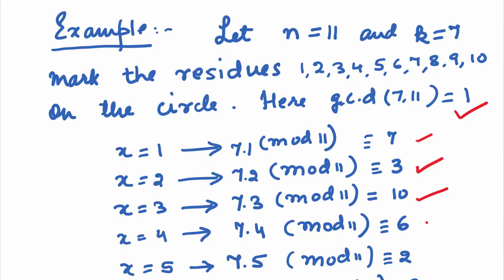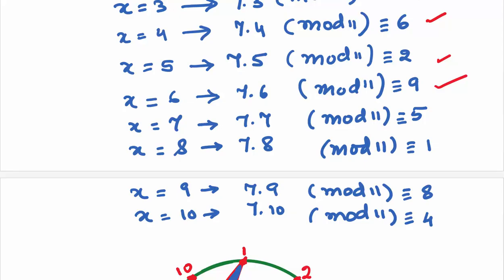4 will be joined to 6 in the same way. 5 will be joined to 2, and 6 will be joined to 9. 7 will be joined to 5. 8 will be joined to 1. 9 will be joined to 8, and 10 will be joined to 4.